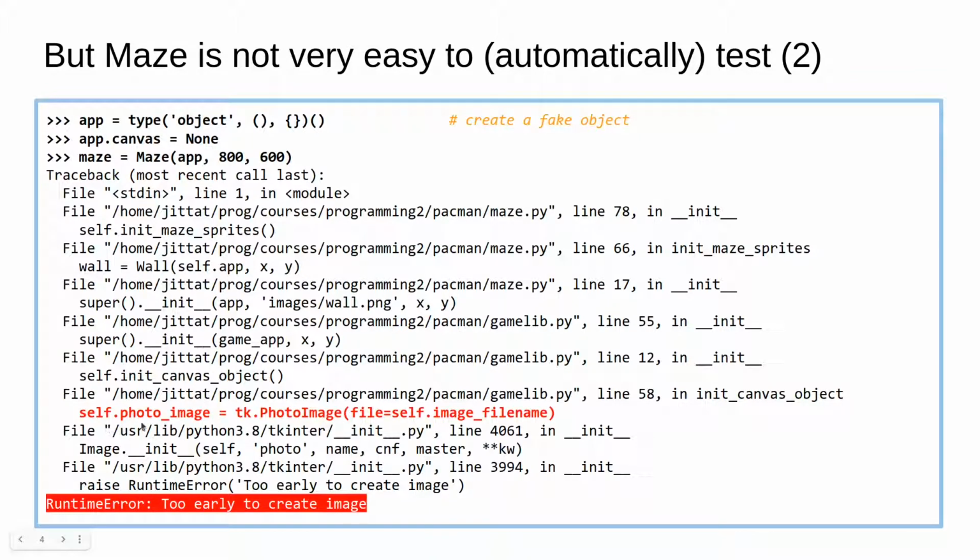The error here is self.photo image. The problem is with the PhotoImage class from Tkinter, because you have to create the frame before you can create a PhotoImage, probably. So you can see that it's not easy to test, because our Maze class is tightly coupled with the UI element.